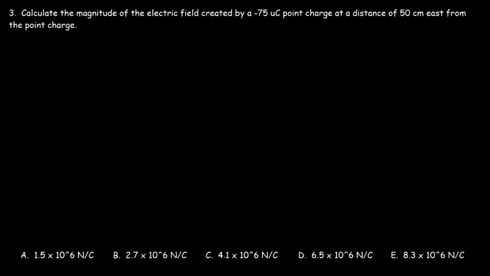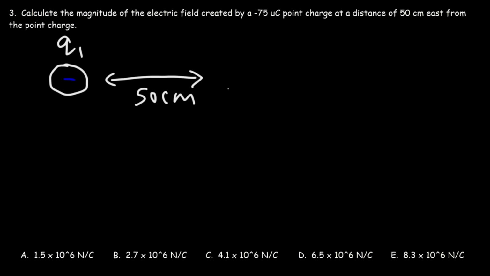Number 3. Calculate the magnitude of the electric field created by a negative 75 microcoulomb point charge at a distance of 50 centimeters east from the point charge. So let's draw a picture. So we have a negative point charge, and let's call it Q1. Now, at a distance of 50 centimeters east, this is going to be the point of interest. So we want to calculate the electric field at that point.